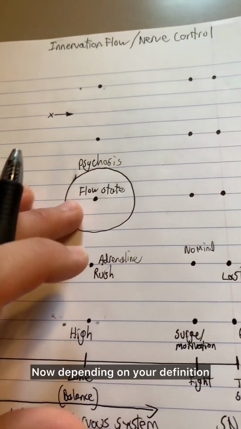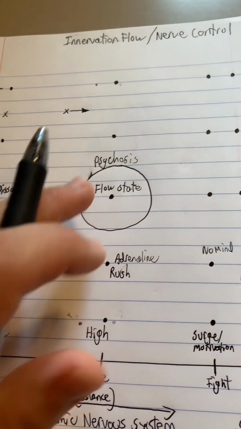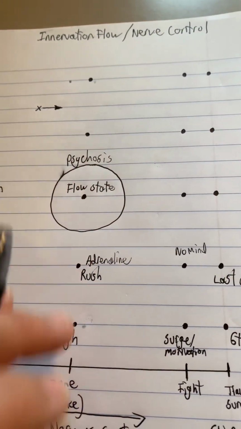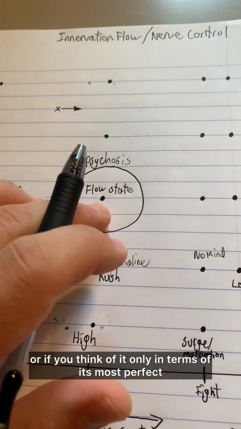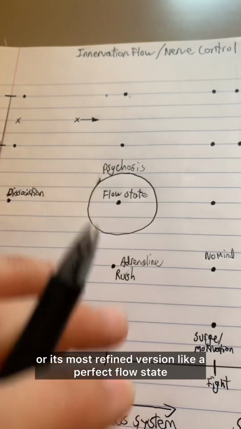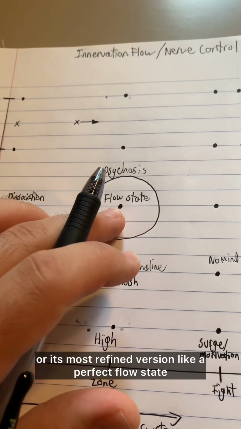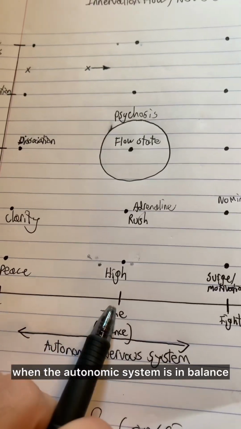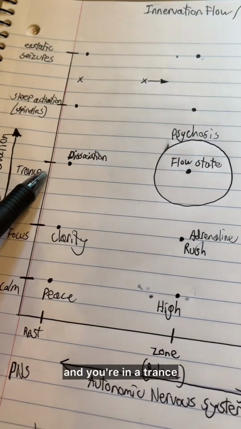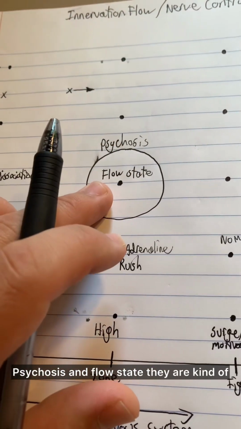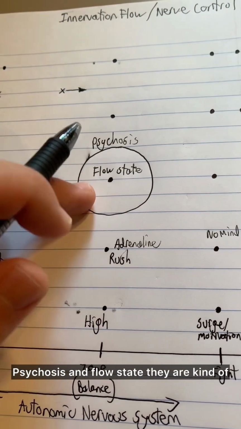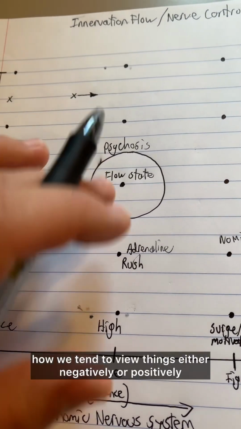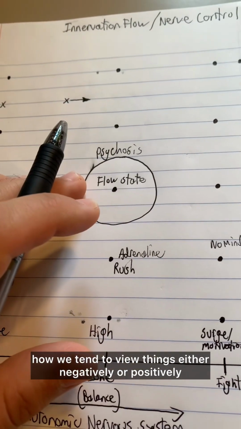Now, depending on your definition and understanding of things, the flow state could be this whole region as well, or if you think of it only in terms of its most perfect or most refined version, like a perfect flow state when the autonomic system is in balance and you're in a trance. Psychosis and the flow state are two sides of the same coin, based mainly on how we tend to view things either negatively or positively.